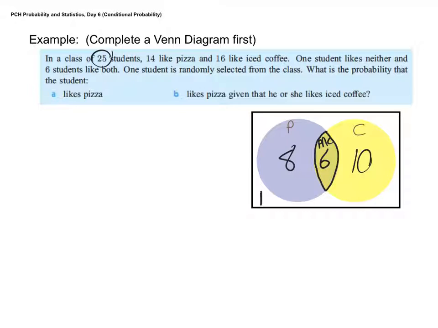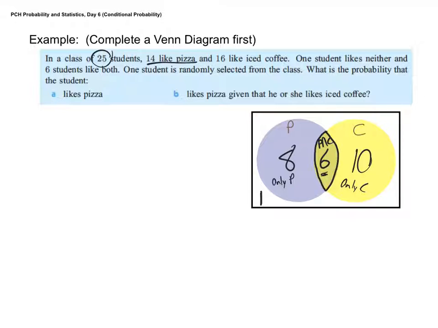So now, what's the probability that somebody likes pizza if we pick someone at random? Wait, how'd you get 8 and 10 again? Because 14 people like pizza, but 6 of those people also like coffee. So only 8 of them only like pizza. This is only pizza, and this is only coffee.